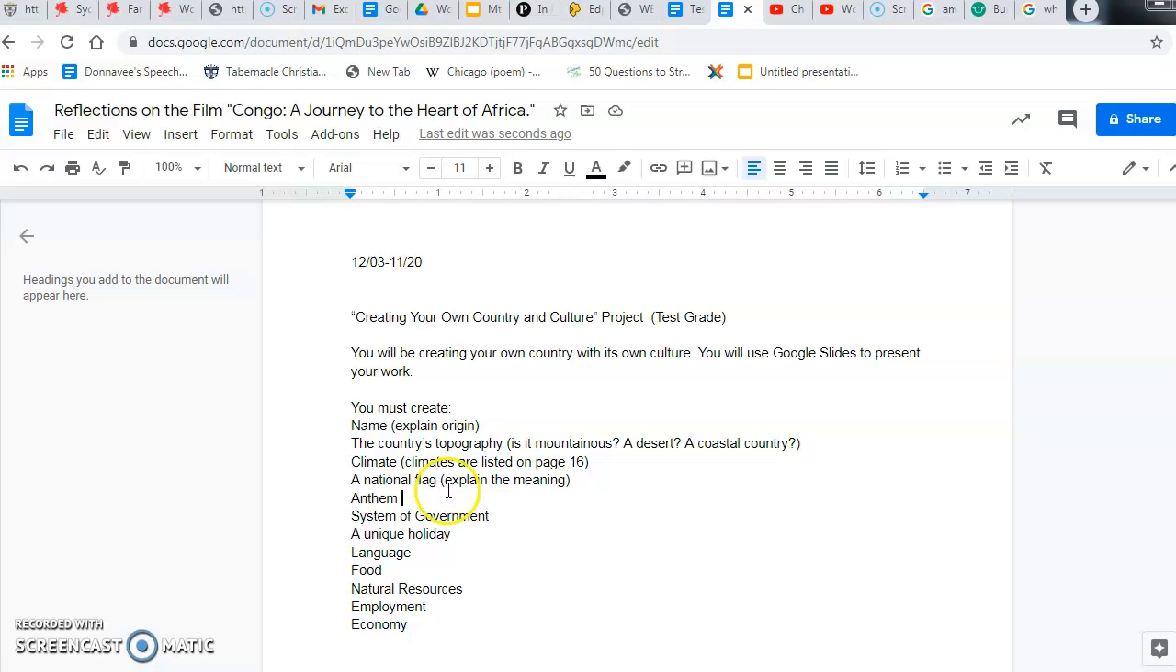So the next thing that you need to look at is the system of government. And then I'm going to add in here leaders and their names. So if, for example, you decided that you wanted your country to have a monarchy, then you'd want to include the leader, the king, and his name. And then maybe a prime minister or something like that. Just some specific people who are specifically a part of the government.